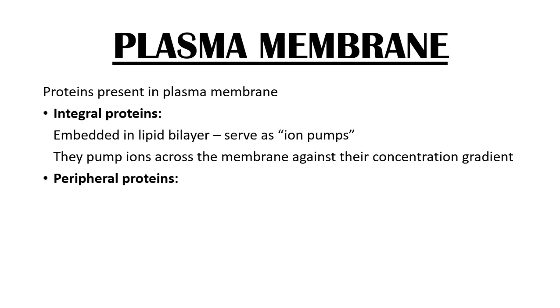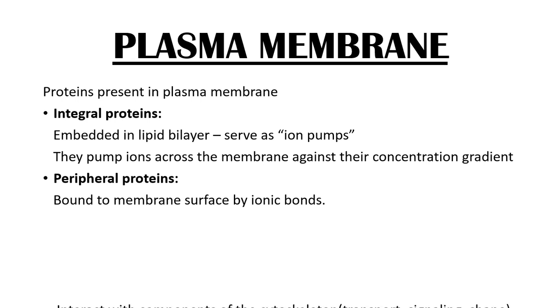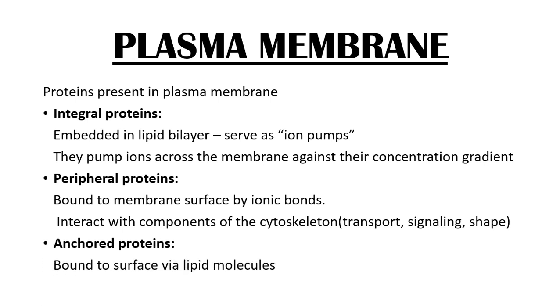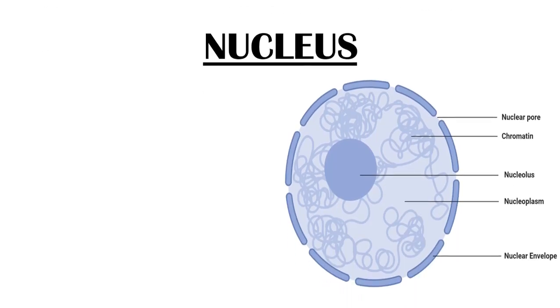The next protein is peripheral protein, which is bound to membrane by ionic bonds. These peripheral proteins interact with the components of cytoskeleton and help in transport of different material, help in cell signaling, and help in maintaining the cell shape. Anchor proteins are bound to the surface via lipid molecules.